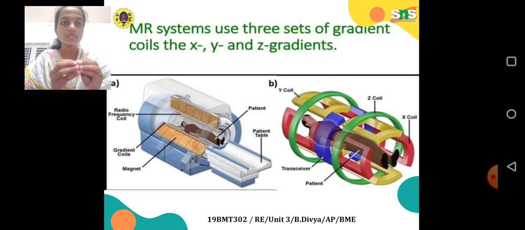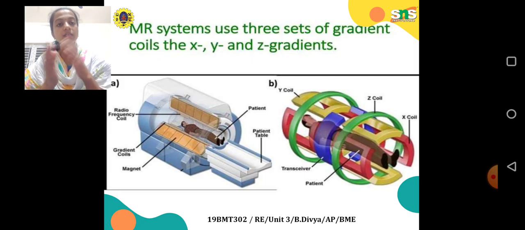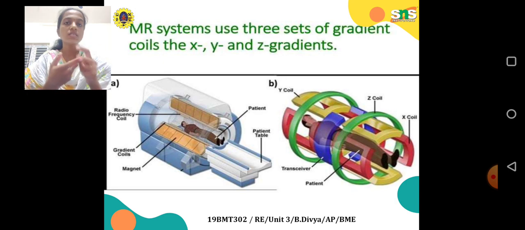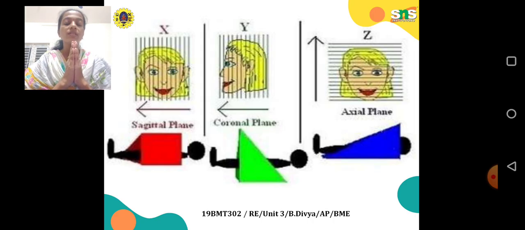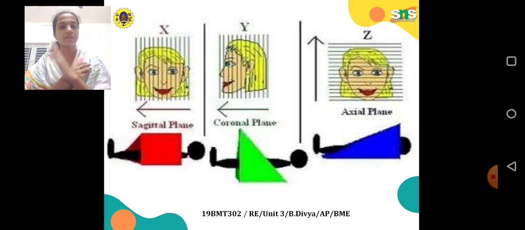From this diagram we can see that the patient is lying down and we have an X coil, a Y coil, a Z coil and a transceiver unit. The transceiver unit will transmit and also receive the data which is scanned. What is the use of the X coil, Y coil and Z coil? From the diagram we can see that the X coil scans from right to left.